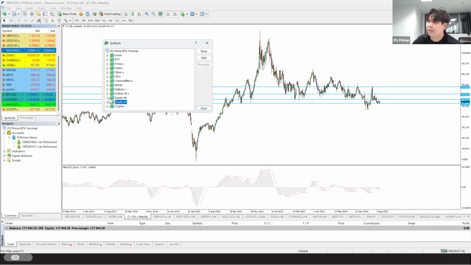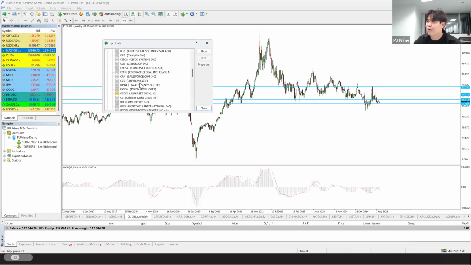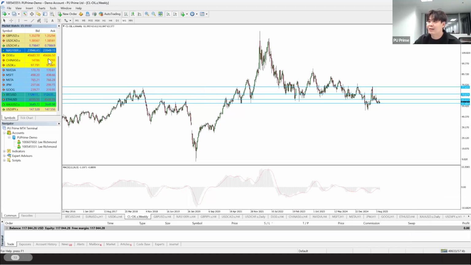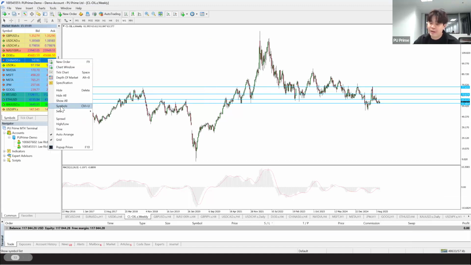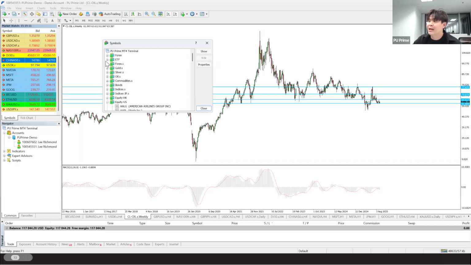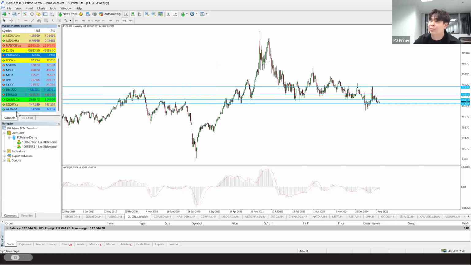So let's say you want to trade US stock. You can see there are tons of US stocks inside. So you just right click here, click Symbol, or you just press Control U. You can see that they have different asset classes already. Let's say you're interested in Alibaba. You just right click, and then Alibaba will be in the last one.